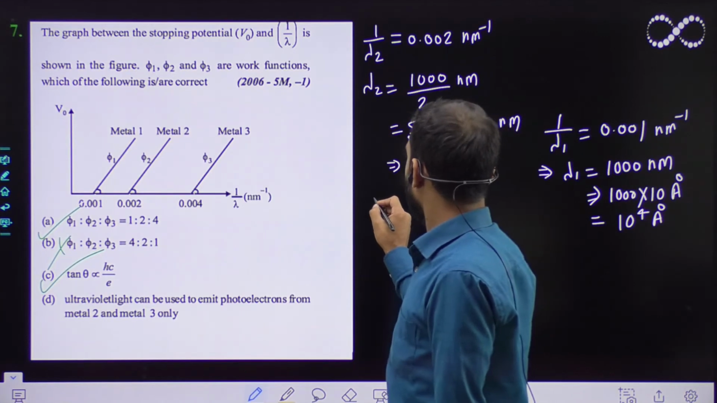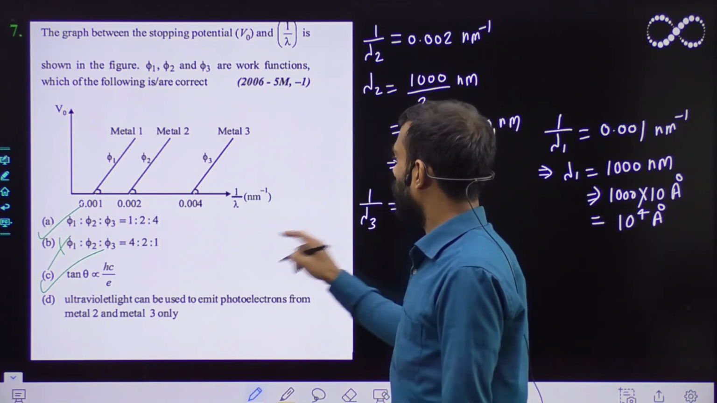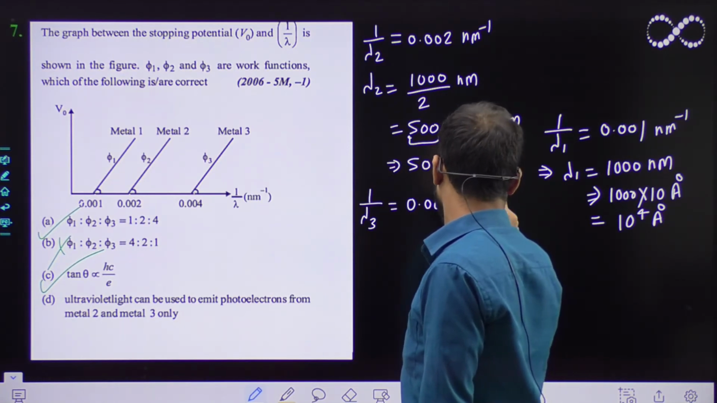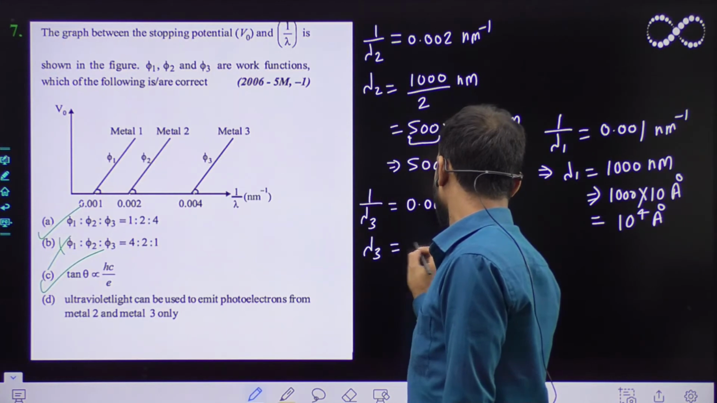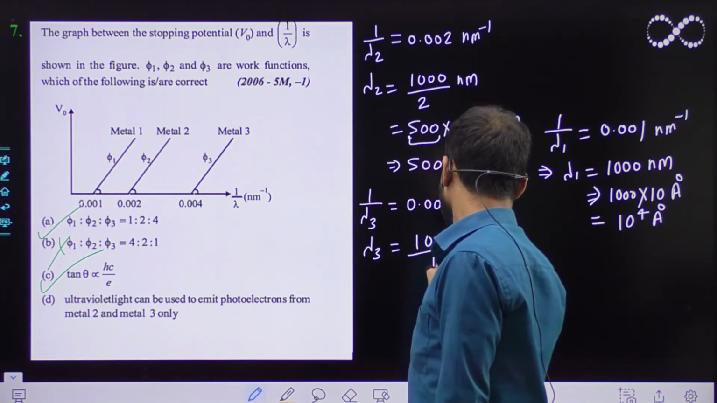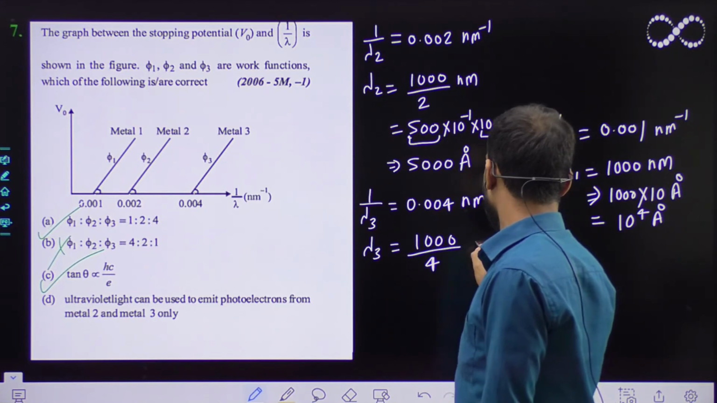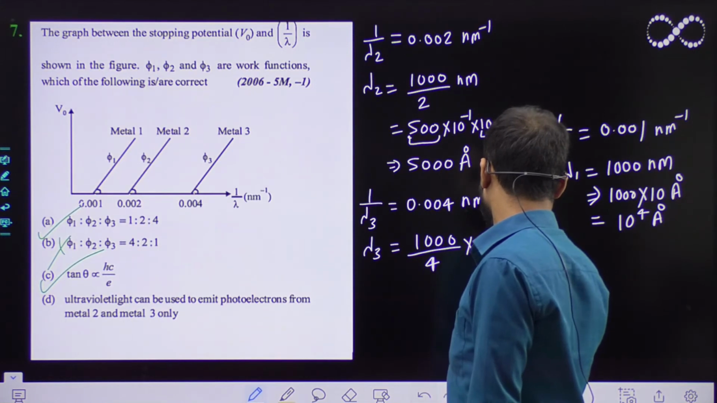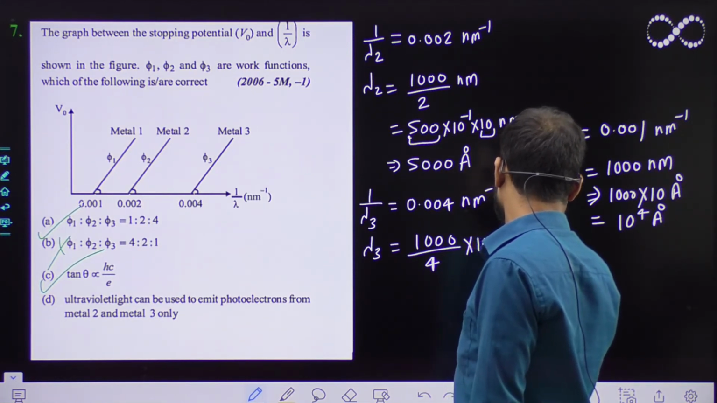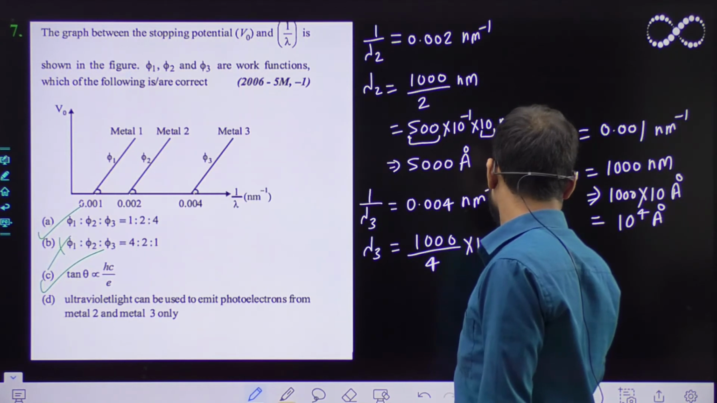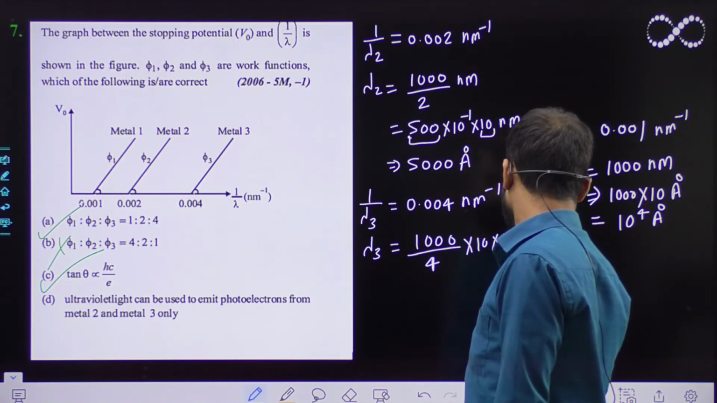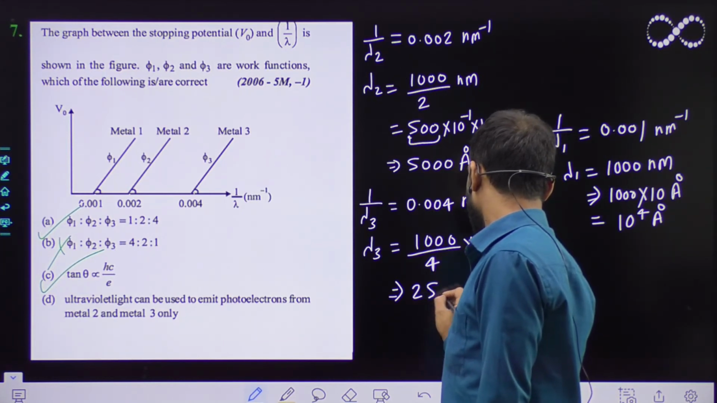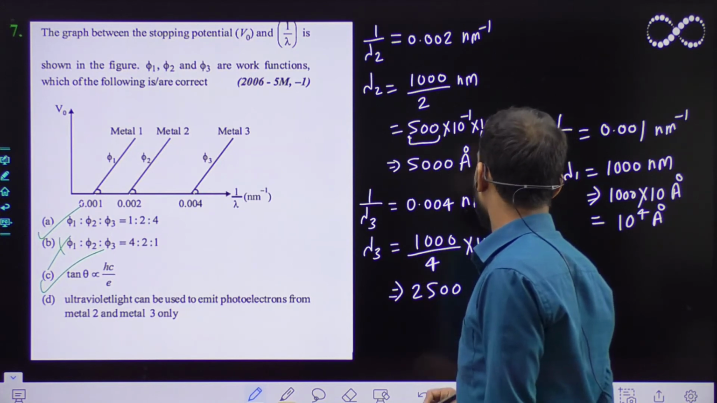Now let us calculate lambda 3. 1 upon lambda 3 is given as 0.004 nanometer inverse. If I take the reciprocal on both sides, lambda 3 will be equal to 1000 upon 4 nanometer, and multiplying by 10 this becomes 2500 angstrom.